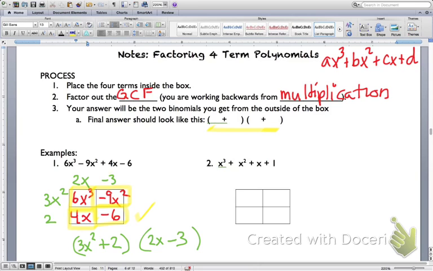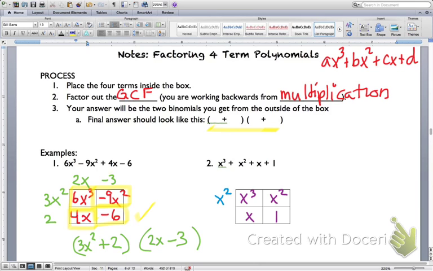Again, we start by taking our 4 terms and putting them inside the box. I want to figure out what multiplies to give me this answer. So let's figure out the first one. What do these two have in common? They have x's in common. They have at most 2 in common. So I'm going to put x squared on the outside.